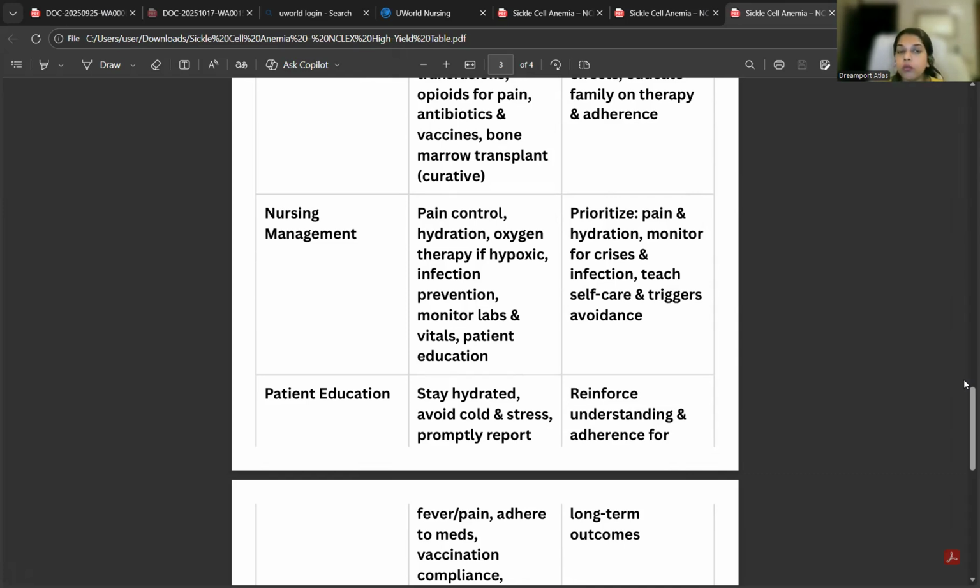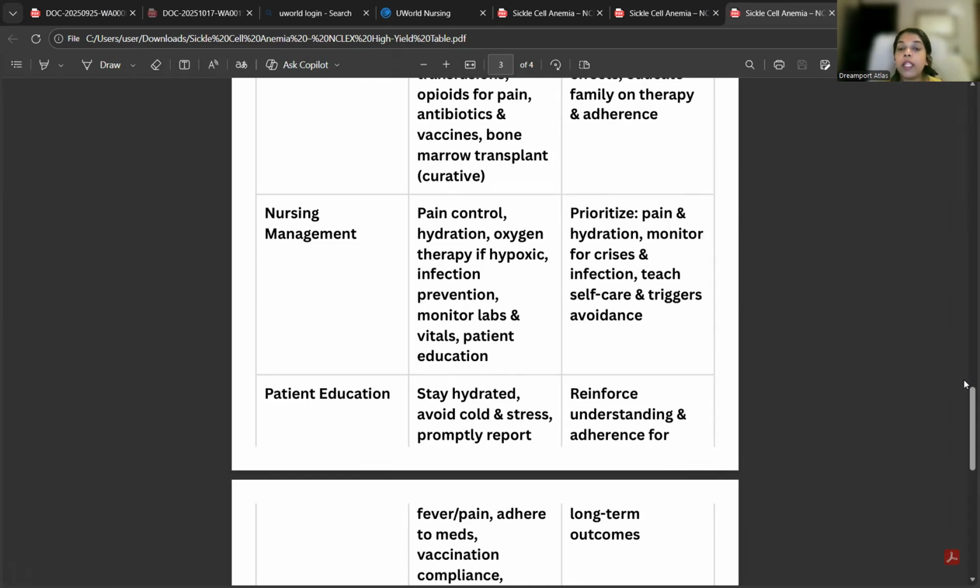And next we can look at what patient education can be given to a patient with sickle cell anemia. First thing, stay hydrated. We know that to maintain the hydration status, adequate water intake is needed. Second, we can instruct the client to avoid triggering factors like cold as well as stress. If any symptoms such as pain or fever are experienced by the client, they need to be reported to the physician. And also always adhere to the medication.